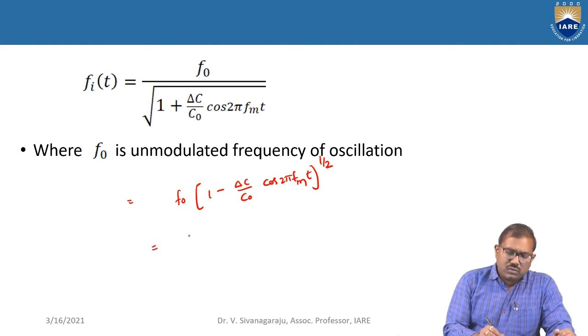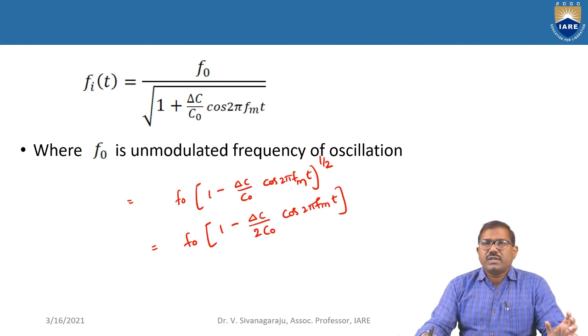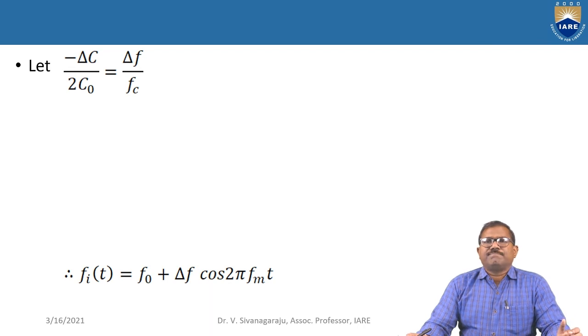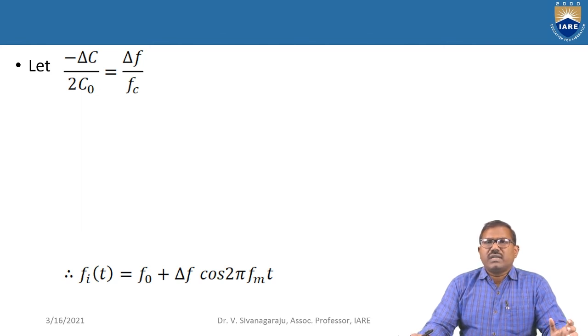Here also, using the binomial series expansion, you can write 1 minus delta C by 2 C naught into cos 2 pi fm t. Similarly, substituting delta C by 2 C naught with delta f by fc, you get fi of t equal to f naught plus delta f cos 2 pi fm t. Again, looking at the previous one, you can write fi of t equal to f naught into (1 plus delta f by fc cos 2 pi fm t).